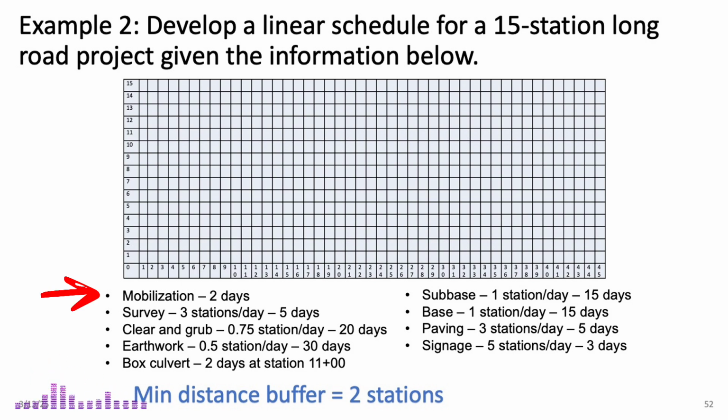We have two nonlinear activities, mobilization and box culvert. The mobilization activity takes place only at the starting location of the project, while the box culvert is fixed at Station 11. All other activities in this schedule are linear, and their production rates are provided as shown here. It's also important to note that the minimum distance buffer between any two activities is 2 stations, and the surveying activity can begin immediately after mobilization is completed.